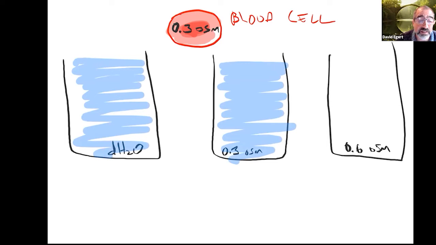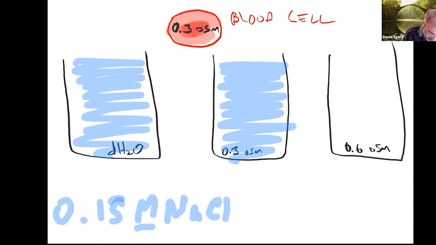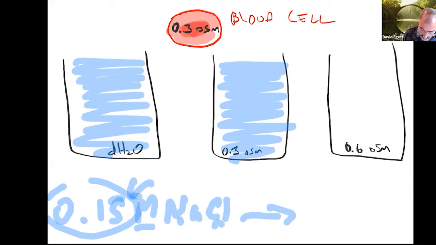If it was salt, what is the molarity of the salt that would give me 0.3 osmolar? Would it be 0.15? Exactly. If I had 0.15 molar NaCl, because each Na and Cl becomes independent, we just double that. So that becomes 0.3 osmolar. So 0.15 molar NaCl is the same as 0.3 osmolar.